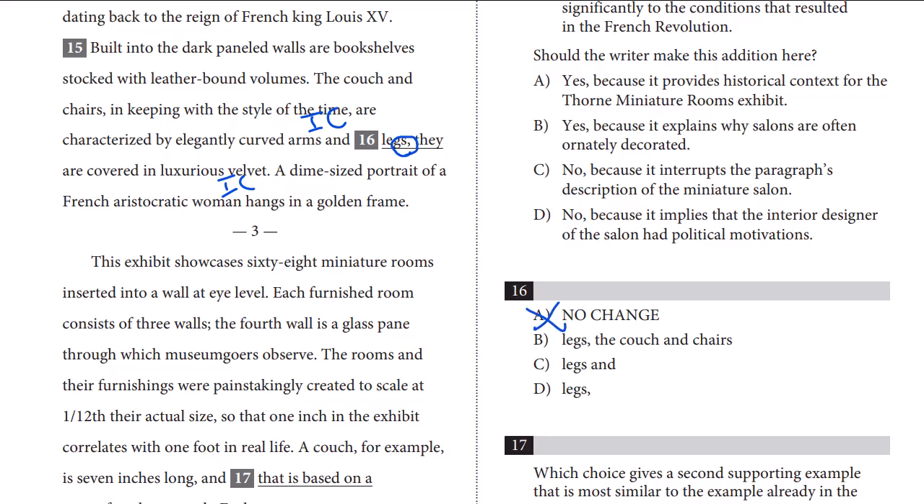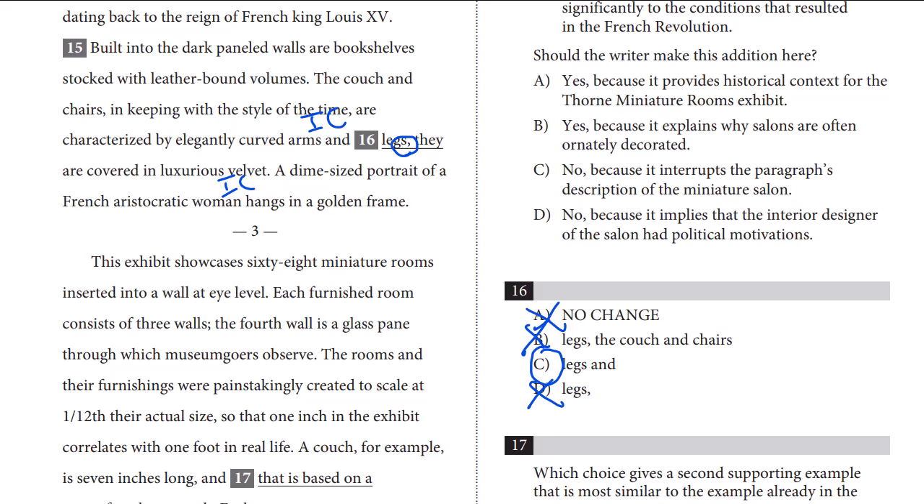Okay, I'm not sure this is any different. Comma, the couch and chairs are covered, rather than they. Still a comma splice. They're two independent clauses. Legs, comma, are covered. Well, I wouldn't put a comma between the subject noun and the verb. We don't do that, so that's incorrect. C has to be the answer.